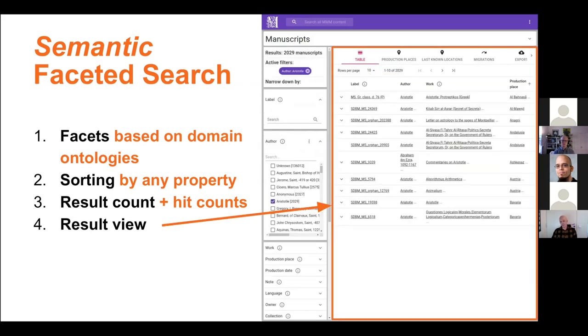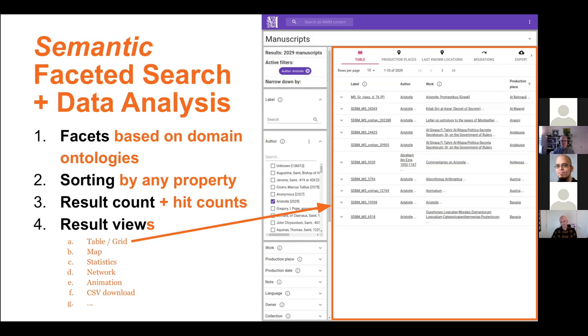Then about the fourth basic element of faceted search, which is the results view. The normal or default result view is usually to show all the results as a table or as a grid, which, for example, many e-commerce sites are using. But we can expand this into multiple different result views with the same result set.